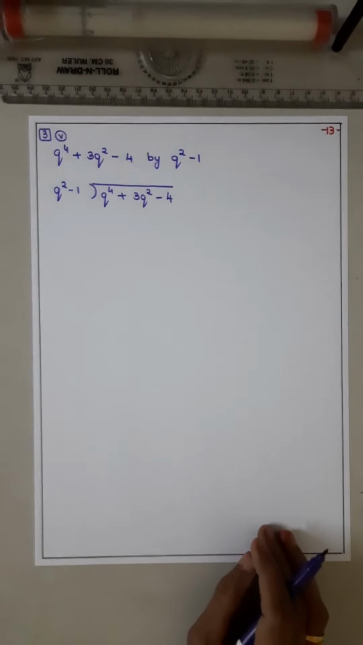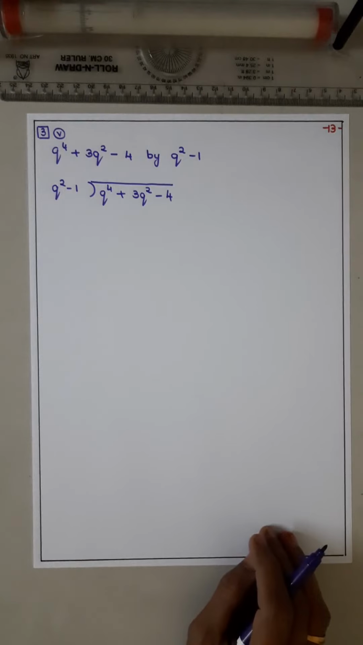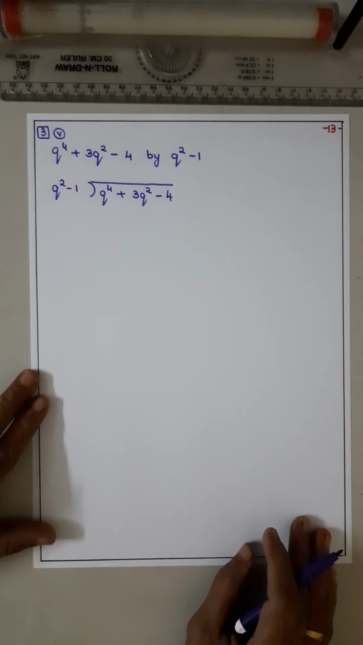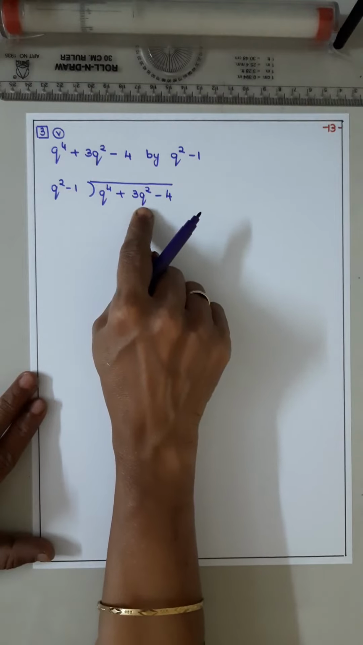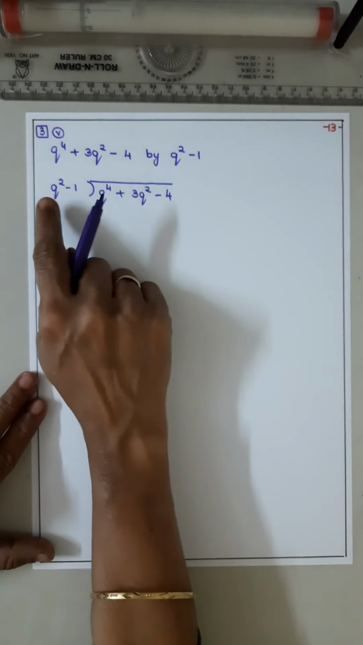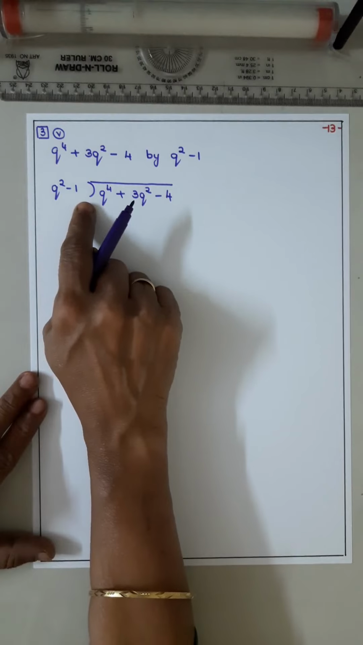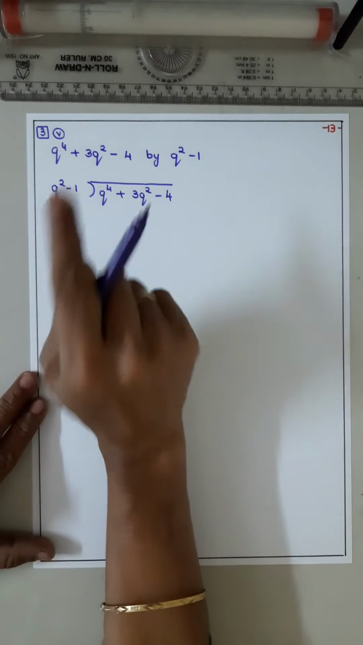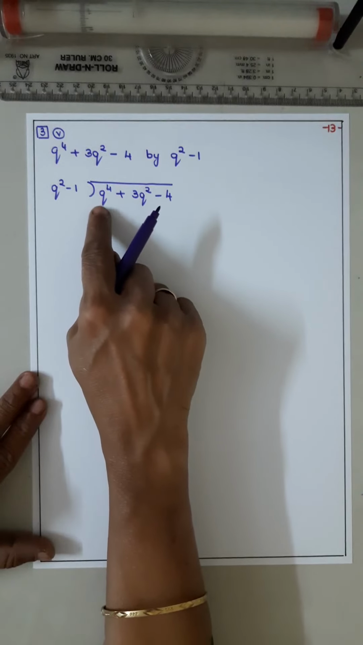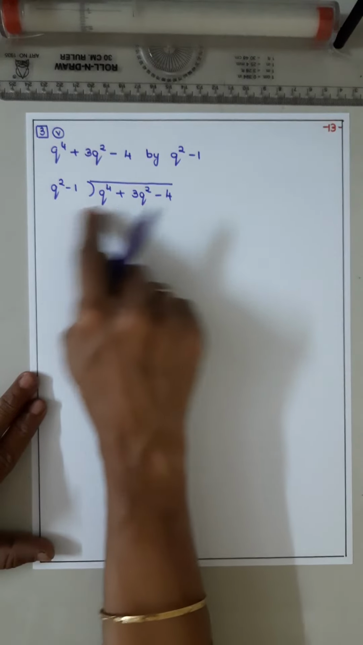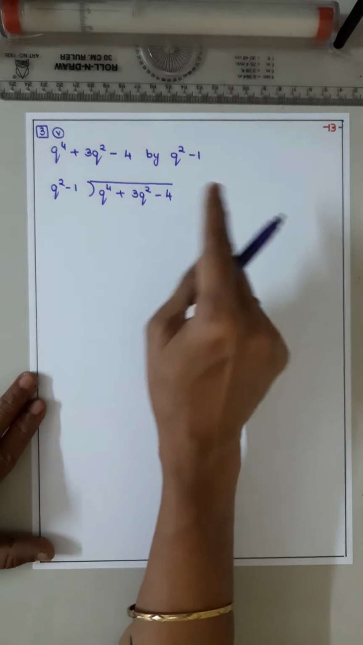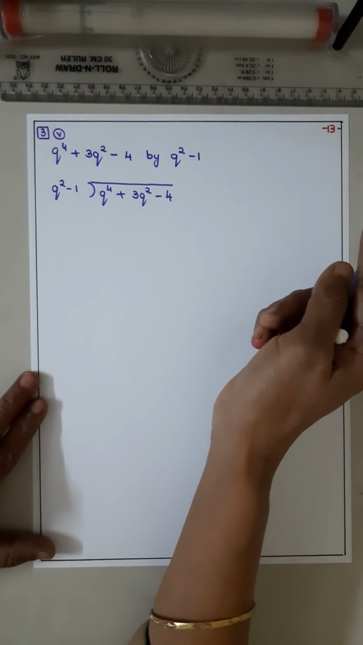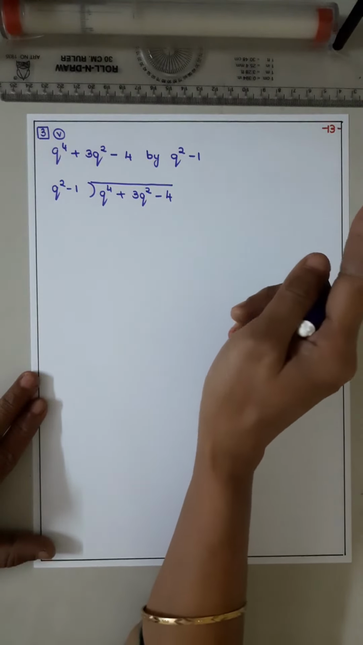Okay, now coming to the 5th sum. It is third question, 5th subdivision. Now it is q to the power 4 plus 3q squared minus 4 divided by q squared minus 1. See, in the earlier sums, in the worksheets we have seen, if it is q to the power 4 and q squared, not in decreasing order, meaning something in between is missing, then we have to put 0 q to the power 3 and so on. We have done that, isn't it?